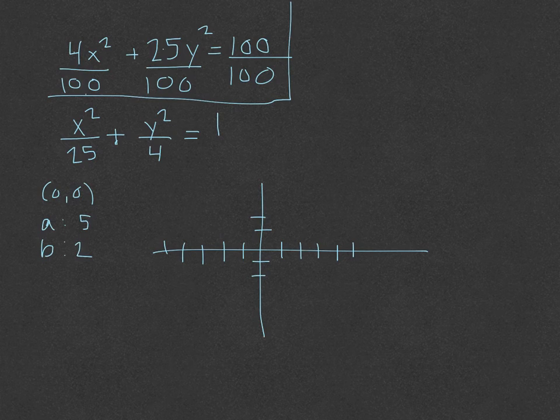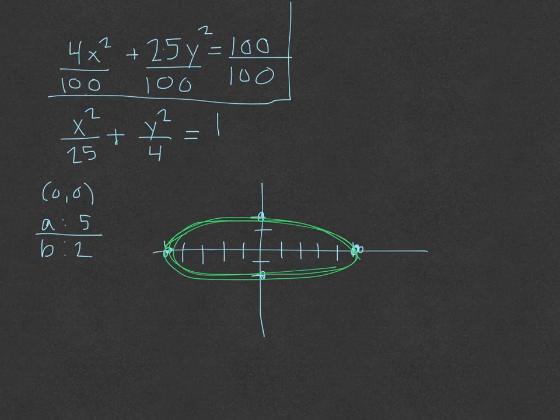So I'm going to go right 5, left 5, because that's my x's radius. And then we will go up 2 and down 2. And then we can graph our ellipse from there. And we have our ellipse. Let's take a look at an ellipse where the center is not necessarily the origin.